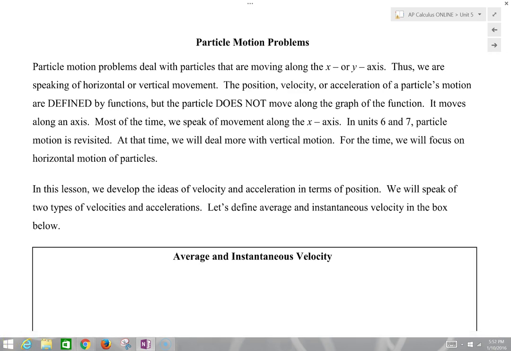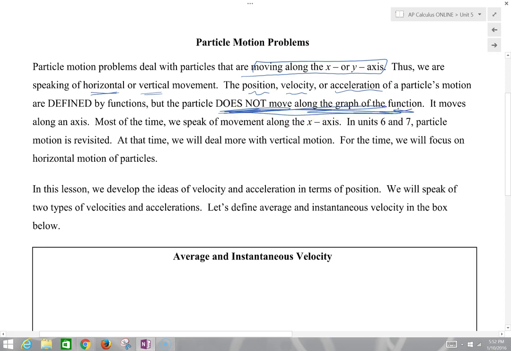So one of the things we need to make sure we know about particle motion is that these are things that are moving back and forth along the x-axis, so either horizontally along the x or vertically along the y. So we have functions that will describe the position, the velocity, or the acceleration. But the particle is not moving along the graph of the function. Super important to recognize that right there.